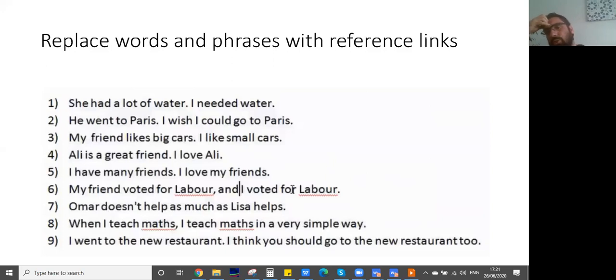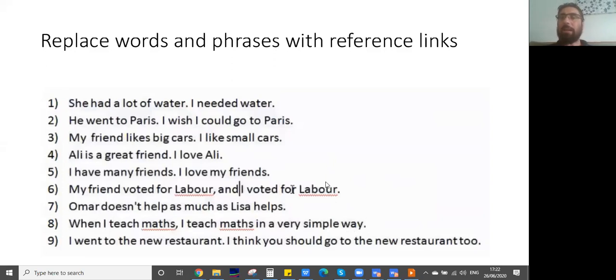Okay, so if I just say do, is that enough? When I teach maths, I do it in a very simple way. I think there's something else. I think we could do something else. I do it. I like it. I do it. That's good. Or we could say I do. There's another word we could use. Yep. We could say I do so. Yeah, so when I teach maths, I do so in a very simple way.